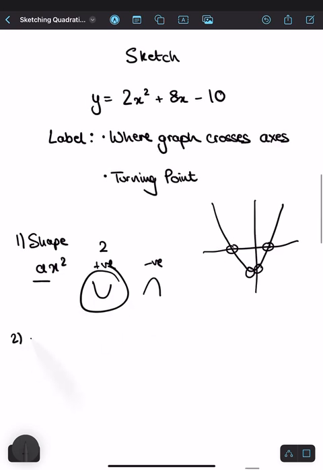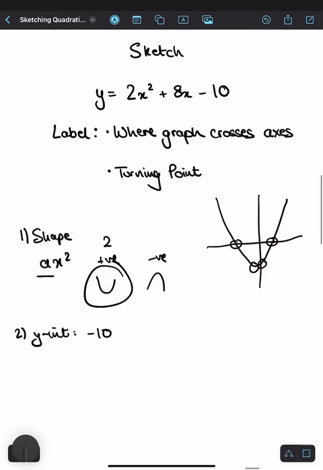Next thing is the y-intercept. The y-intercept occurs when x is equal to 0. So if you put in x is 0 here, you'll find that the y-intercept is just the constant term, negative 10. So this means that the coordinates of the y-intercept are 0, negative 10.